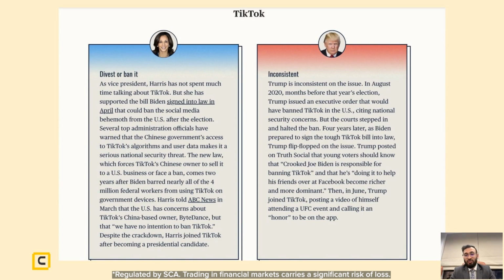But later on, if you have seen, in June Trump joined TikTok, posting a video of himself attending a UFC event and calling it an honor to be on the app. Now, that's where things have changed when it comes to Donald Trump. Earlier, he issued an executive order that would have banned TikTok in the US, and from there to coming back and posting himself on TikTok and talking about how it is an honor to be on the app. So there is again a slight difference between Kamala Harris and Donald Trump when it comes to TikTok.